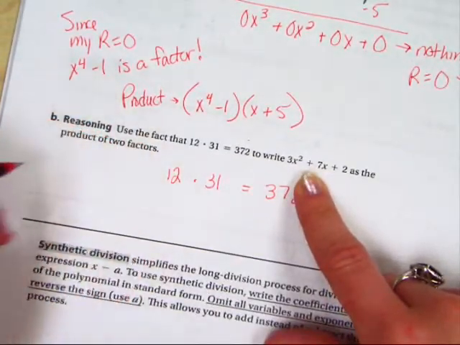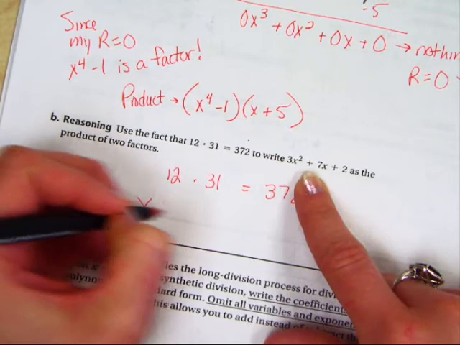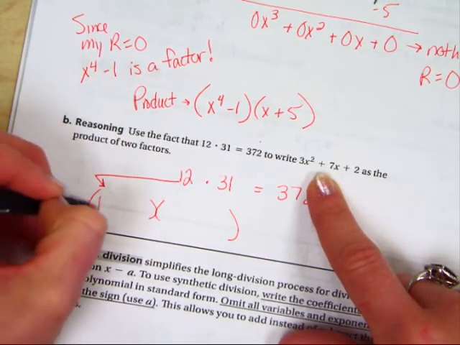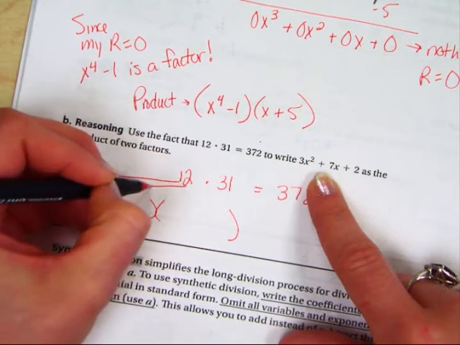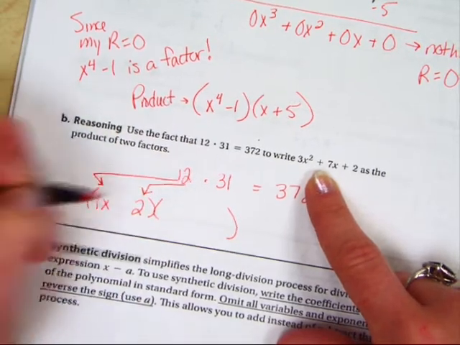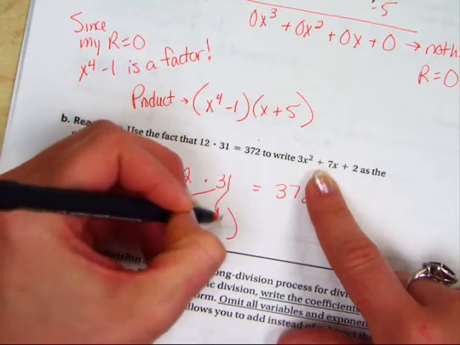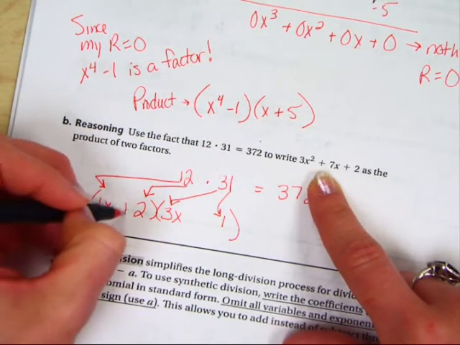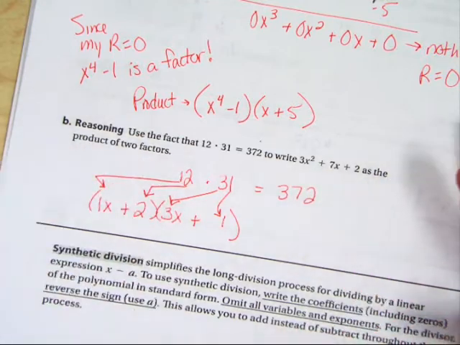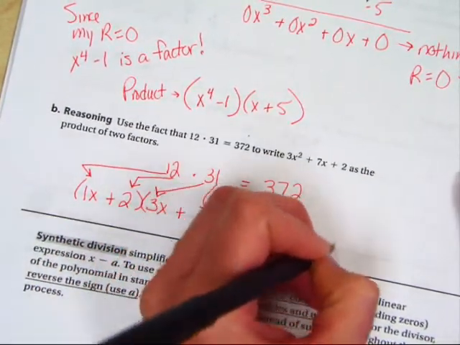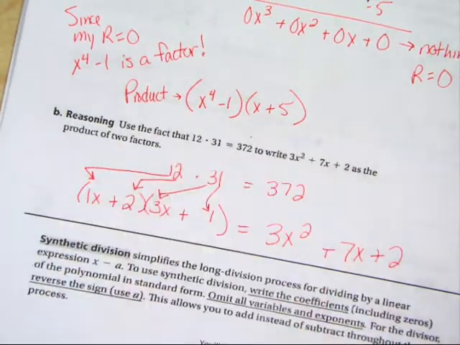You can factor it as such. A double parenthesis using 12 and 31. You can take the 1 here and make it 1x. You can take the 2 here and make it 2. You can take the 3 here and make it 3x. And the 1 here and make it 1. And then these are both pluses. And that, if you did FOIL that together, you would get that 3, you would get the 7, and you would get the 2.